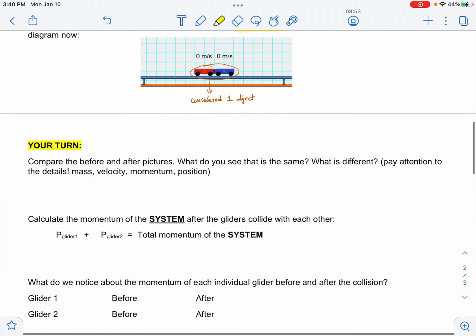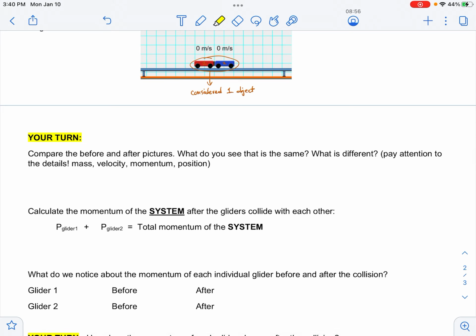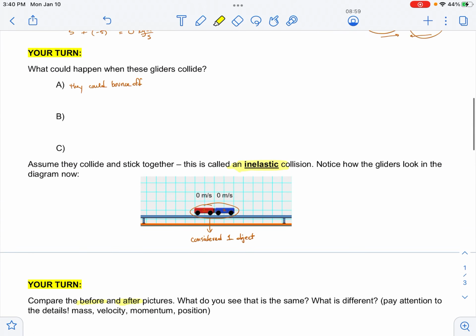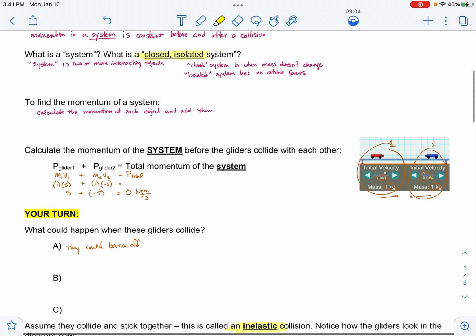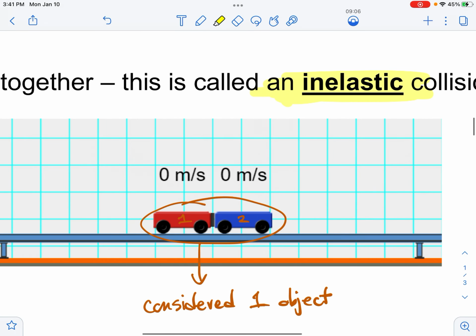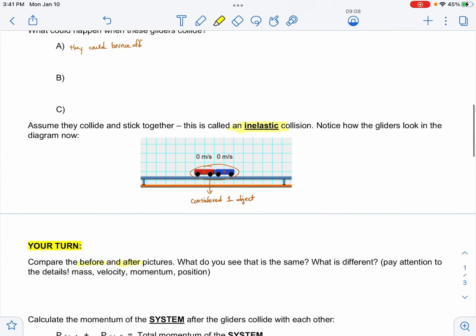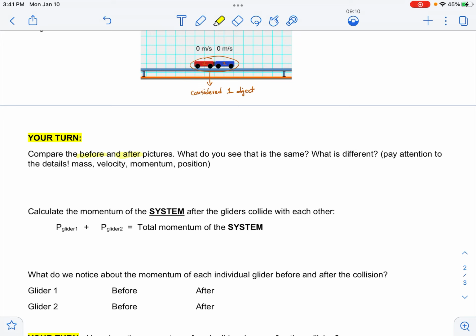Now I want you to pause the recording again. I want you to compare the before picture and the after picture. That's this one here, before the collision, and this one here is after the collision. I want you to write down at least one thing that's the same and at least one thing that's different. Turn it back on when you're ready to go on.